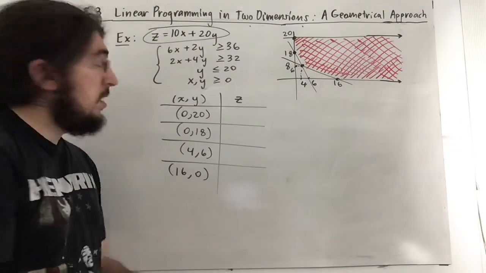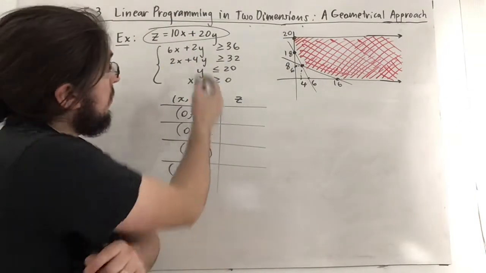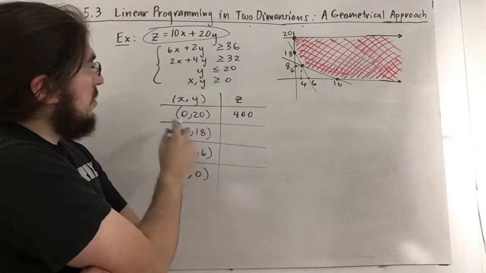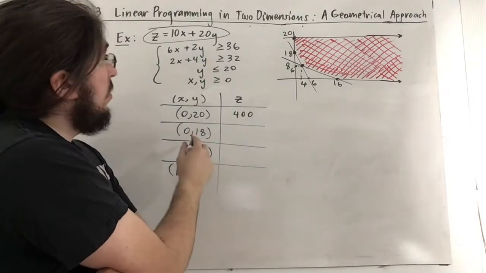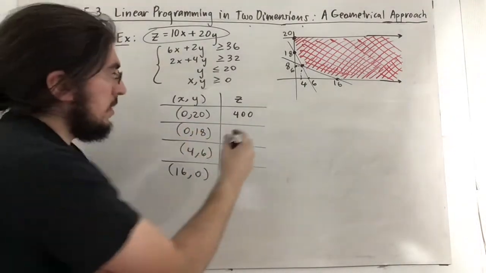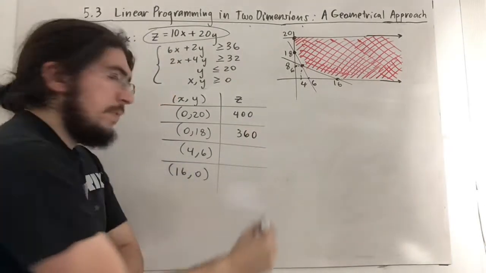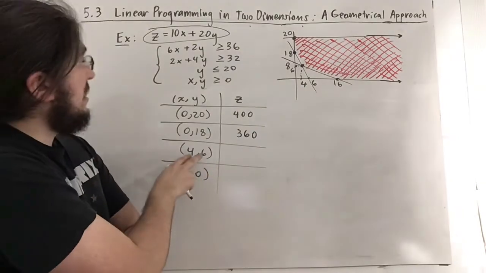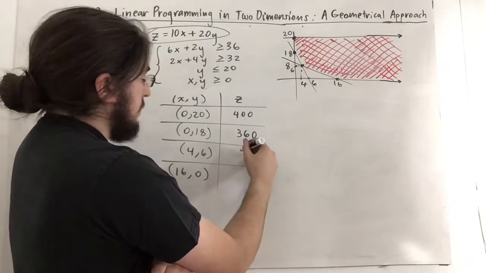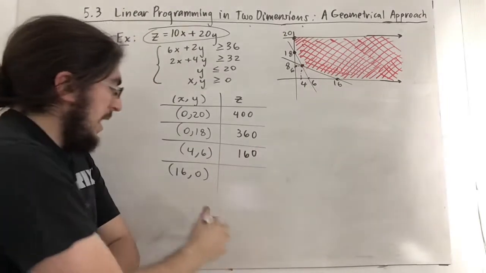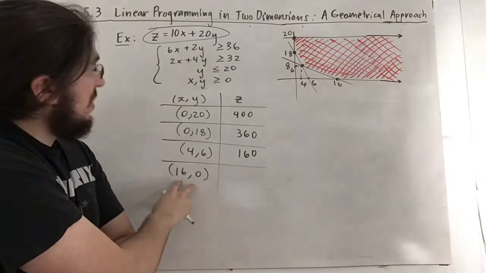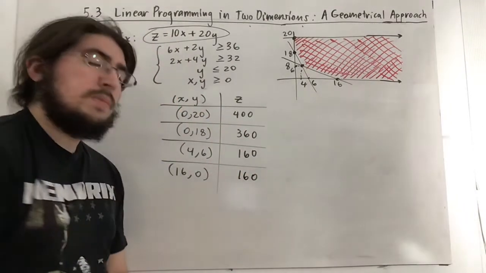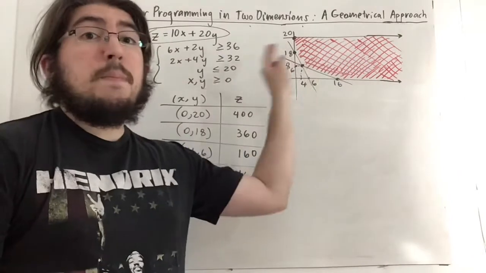This is our z value, our objective function. So when x is 0 and y is 20, we get 0 plus 400. Good. When x is 0 and y is 18, we get 18 times 2 is 36, so it's going to be 36 with a 0, or 360. Great. When x is 4 and y is 6, we get 40 plus 120, that's 160. And when x is 16 and y is 0, we get 16 times 10 is 160, plus 0 is also 160. Now notice, this is an unbounded region.